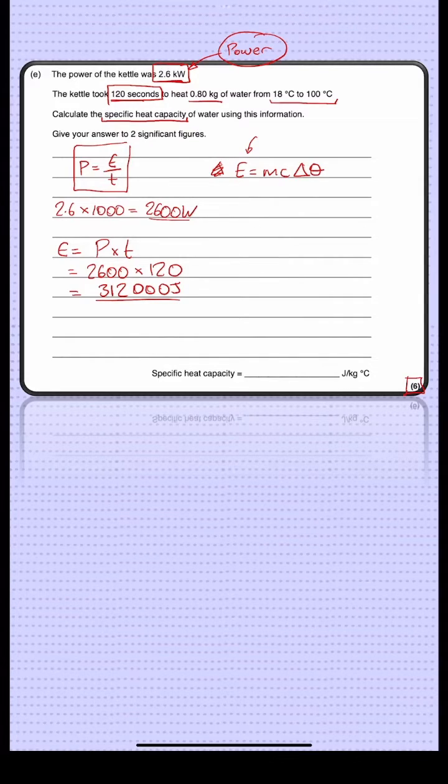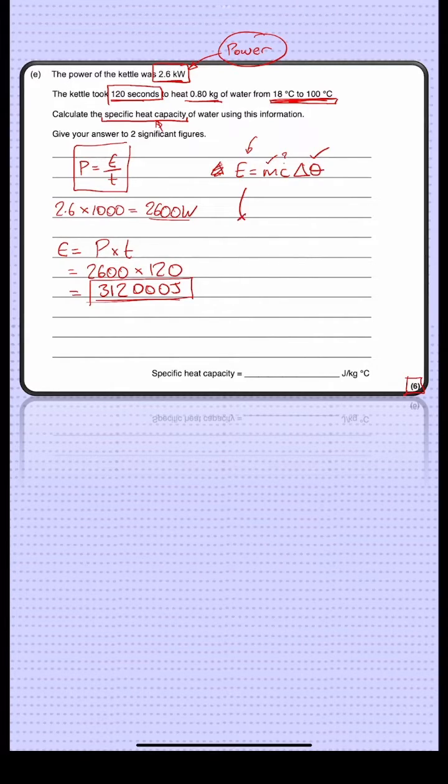Okay, so that's half of our calculation done. Next, calculate the specific heat capacity. Do we have everything in this equation? We want to work out what C is. We've been given mass, that's here. We've been given the temperature change, that's here. Energy, we've just calculated, and we want to work out specific heat capacity.